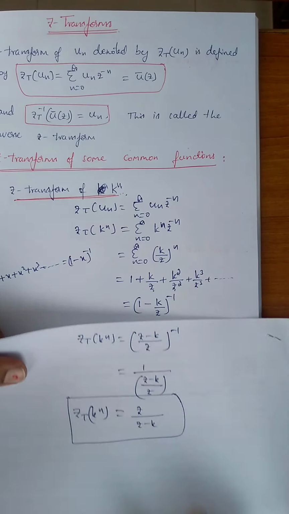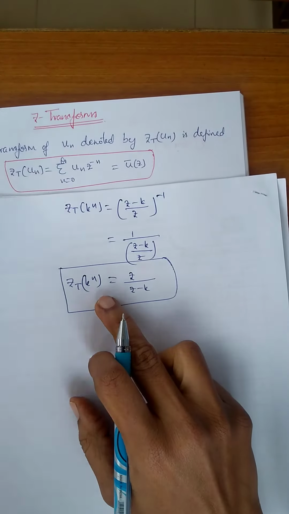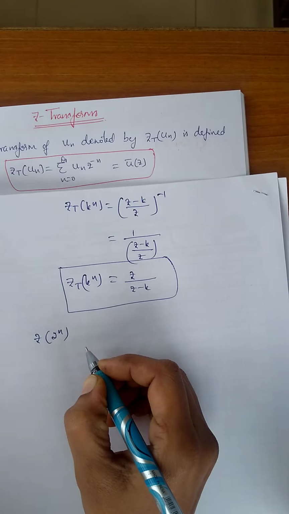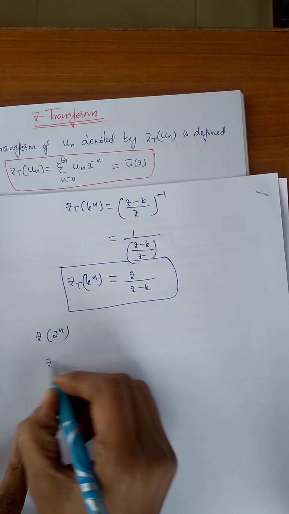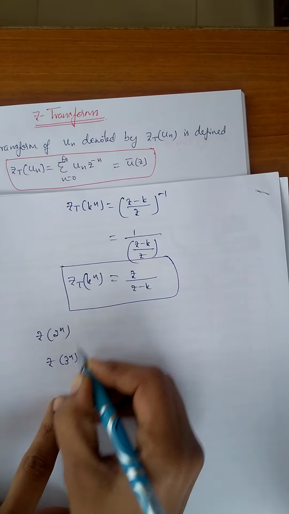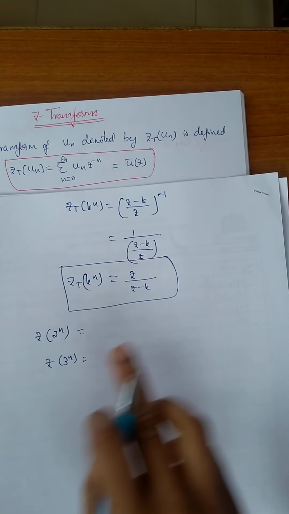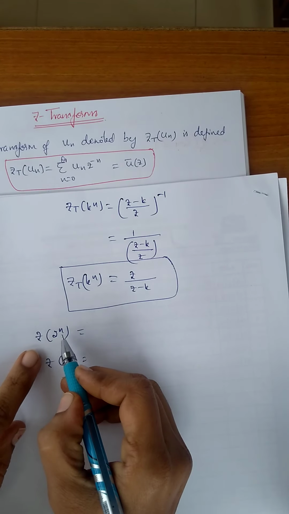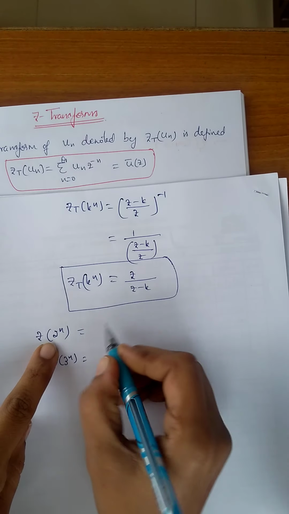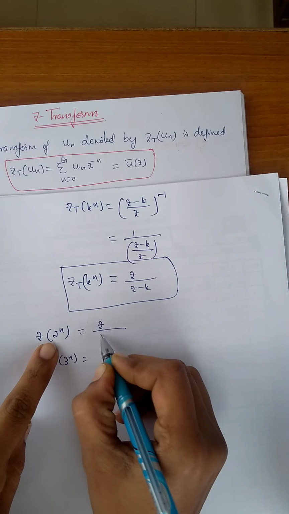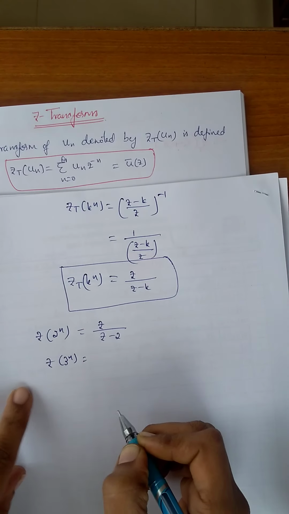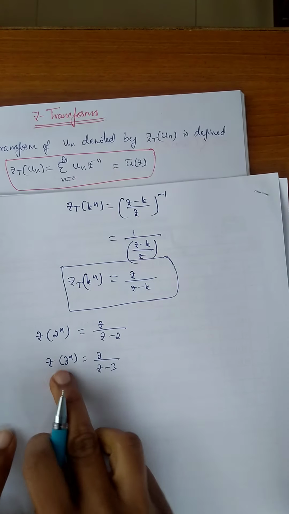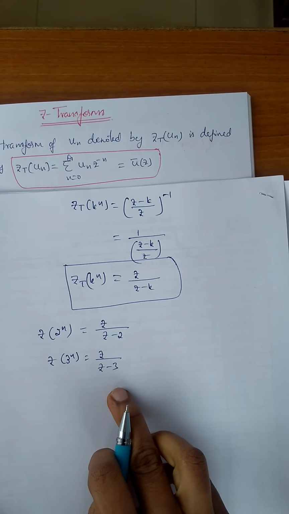So using this answer we can find the z transform of any constant power n value. For example, we can write the z transform of 2 to the power of n, the z transform of 3 to the power of n, any constant power n. We can write the solution by using this z transform of k to the power of n formula. So what is 2 to the power of n? In place of k here, given 2, therefore the z transform of 2 to the power of n we can write z by z minus 2. Same thing, the z transform of 3 to the power of n we can write z by z minus 3. Here k is 3, just replace k by 3, we will get the answer.